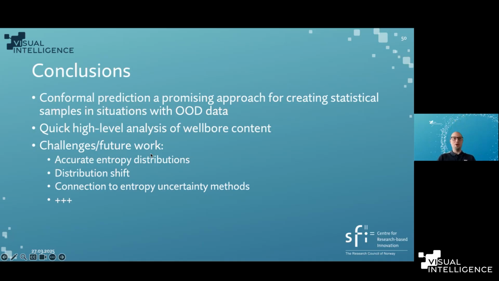How do you create entropy distributions accurately? Distribution shift is a possible challenge. Is the distribution the same when you move from one well to another? Likely not. You can also connect this to other entropy uncertainty methods. You have some methods that try to enforce a high entropy for out-of-distribution data, low entropy for in-distribution data. This can be connected to this, probably a lot more things also. But yeah, that's it.